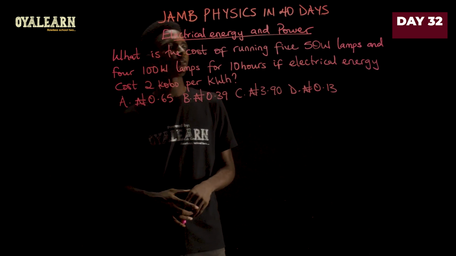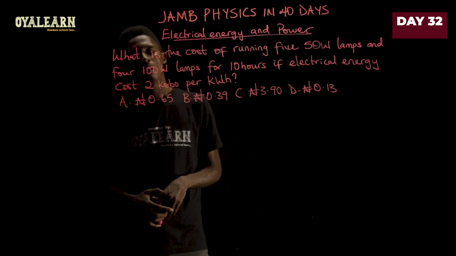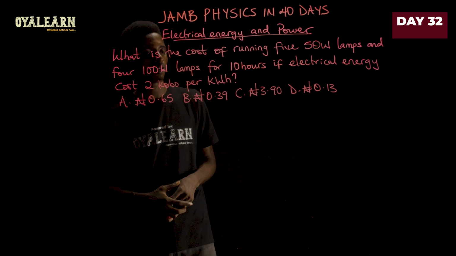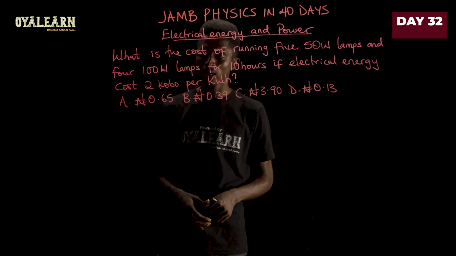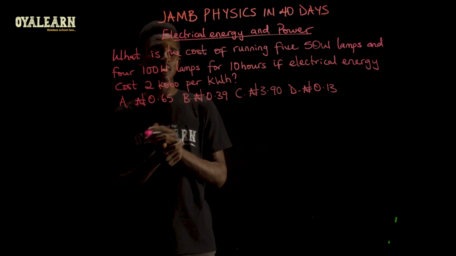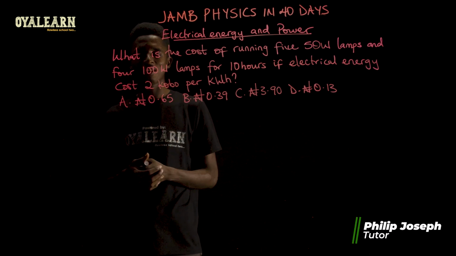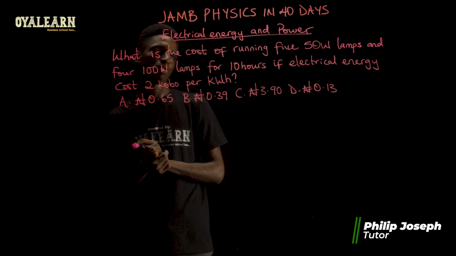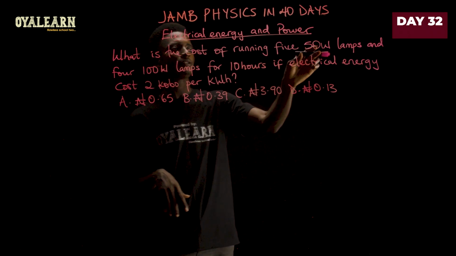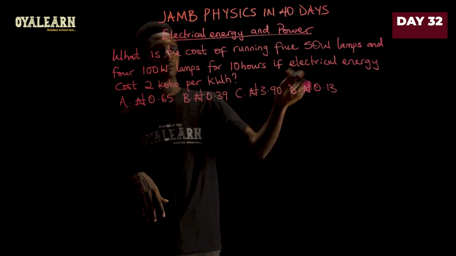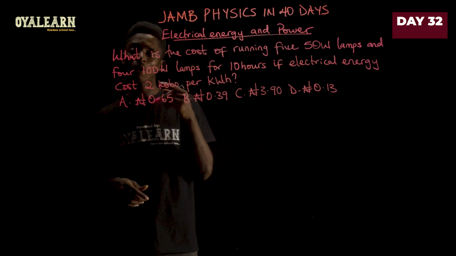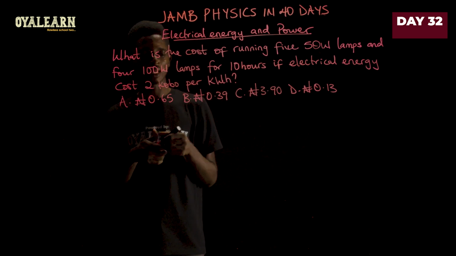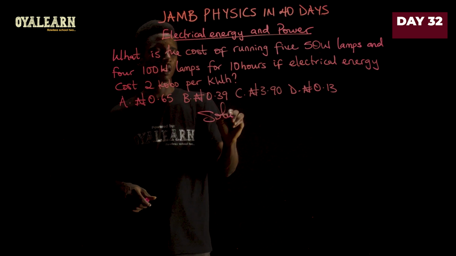What is the cost of running 5 50-watt lamps and 4 100-watt lamps for 10 hours if electrical energy costs 2 kobo per kilowatt hour? Now, 100 kobo makes a naira, and we see that the options here are in naira. So, whenever we get our answer, we have to convert it from kobo to naira by dividing by 100. And since we have 5 50-watt lamps, that will be 5 times 50 to give us 250 watts. And 4 100-watt lamps, that's 4 times 100, will give us 400 watts. And then we have to bring that to kilowatts before we can complete our solution. So this is what we do.